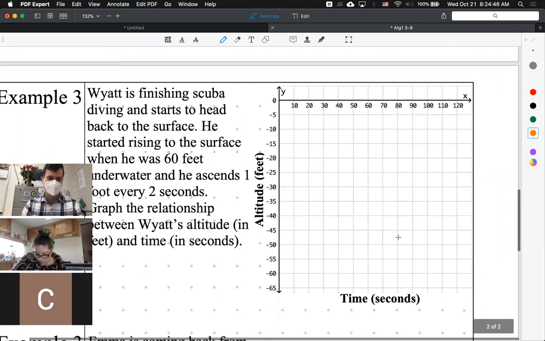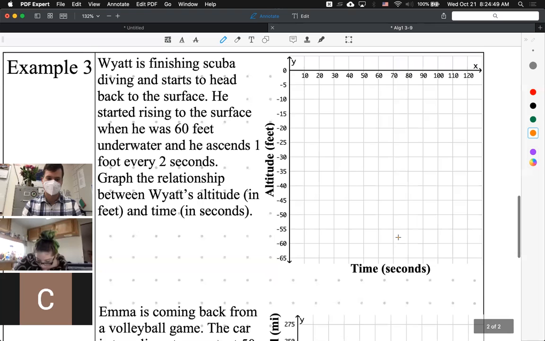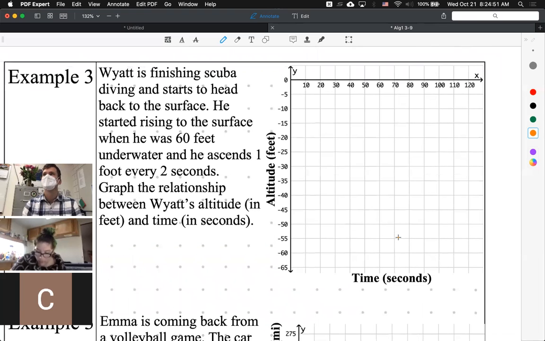Let's move on to example number 3. Let's talk about Wyatt. I need someone to read. Another beautiful voice. Sorry, Diego. Ashley, yes.